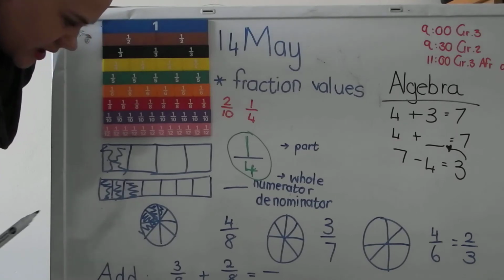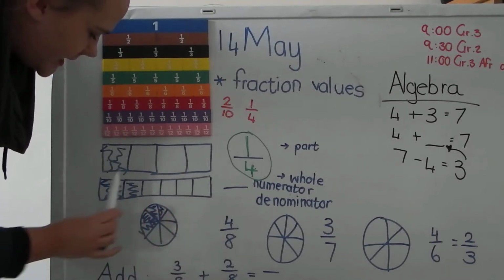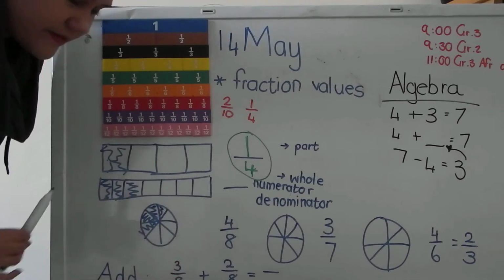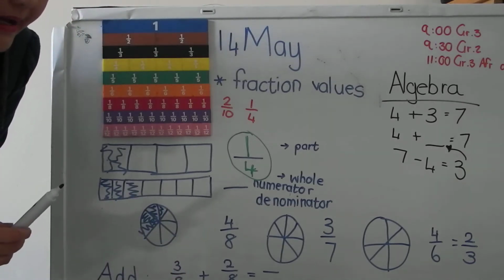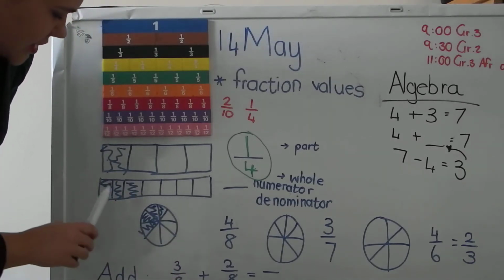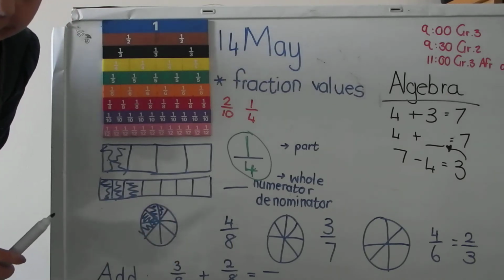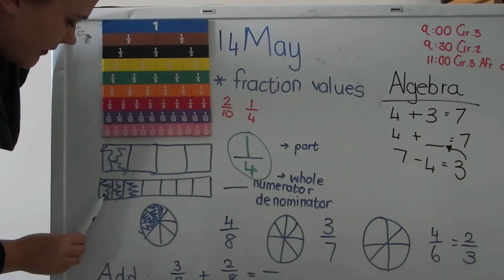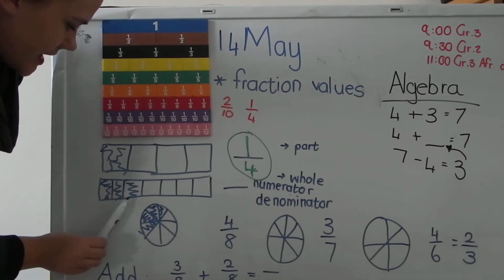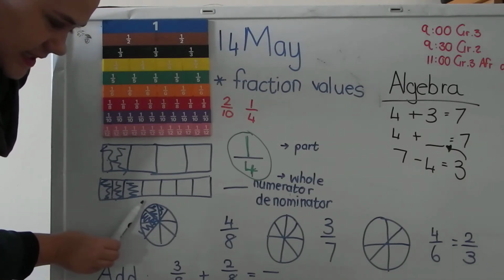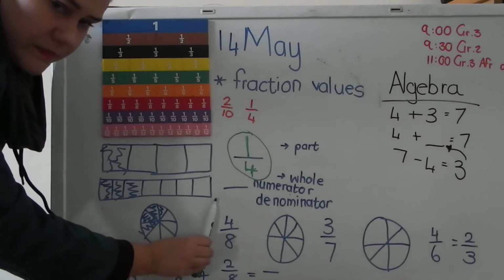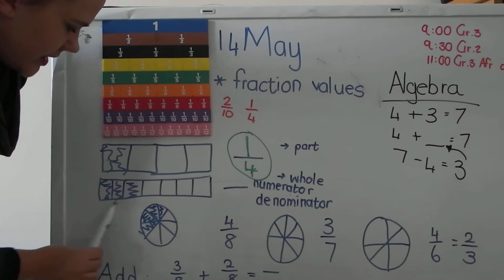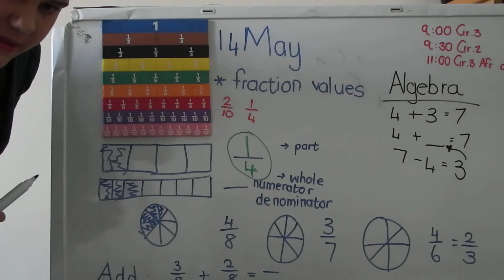Okay, now let's see. Three pieces are colored in, and the whole is 1, 2, 3, 4, 5, 6, 7. So, Kanya, what goes on top? If we have three pieces that are colored in, and there are seven pieces in the whole slab of chocolate, how do we write that only three pieces are colored in?